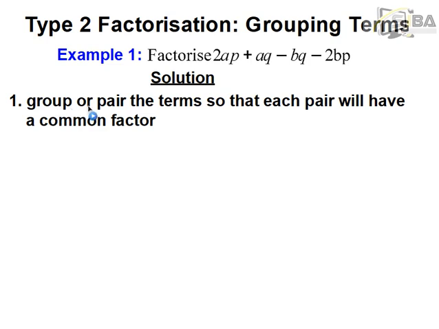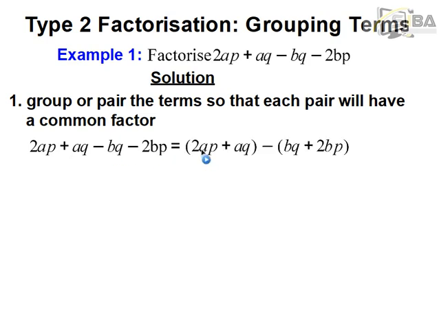The first thing to do is to group or pair the terms so that each pair will have a common factor. Do you have common factors here? 2AP, AQ. Yes, A is common. BQ, 2BP. We have a common factor, B. So we put the terms with the common factors into brackets.